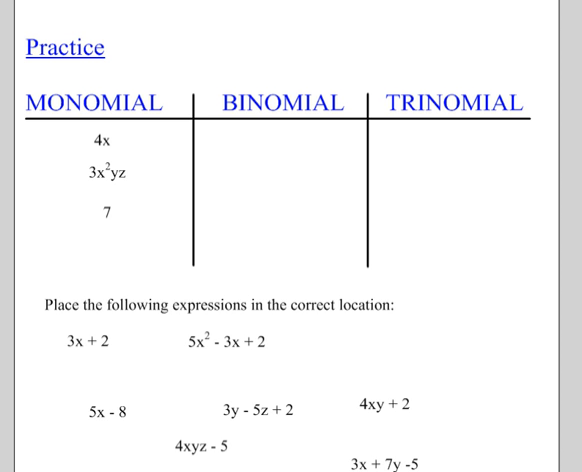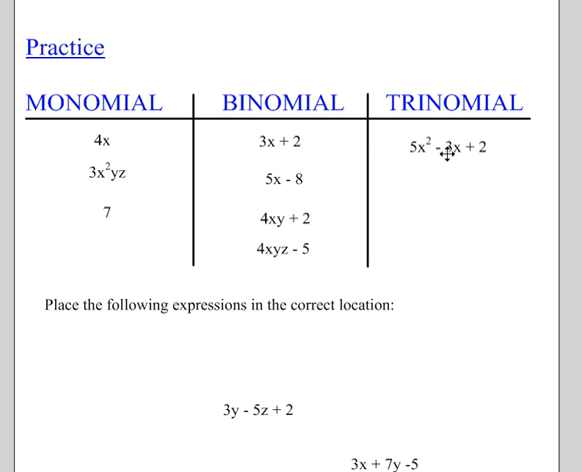So for binomials, we're looking for two terms, or basically one plus or one minus sign. So 3x plus 2, 5x minus 8, 4xy plus 2, and 4xyz minus 5. It's not how many letters it has, it's how many terms it has. For trinomials, then, we're looking for three terms: 5x squared minus 3x plus 2, 3y minus 5z plus 2, and 3x plus 7y minus 5. So I want you to double check that you have everything right. Ask any questions if you don't understand.